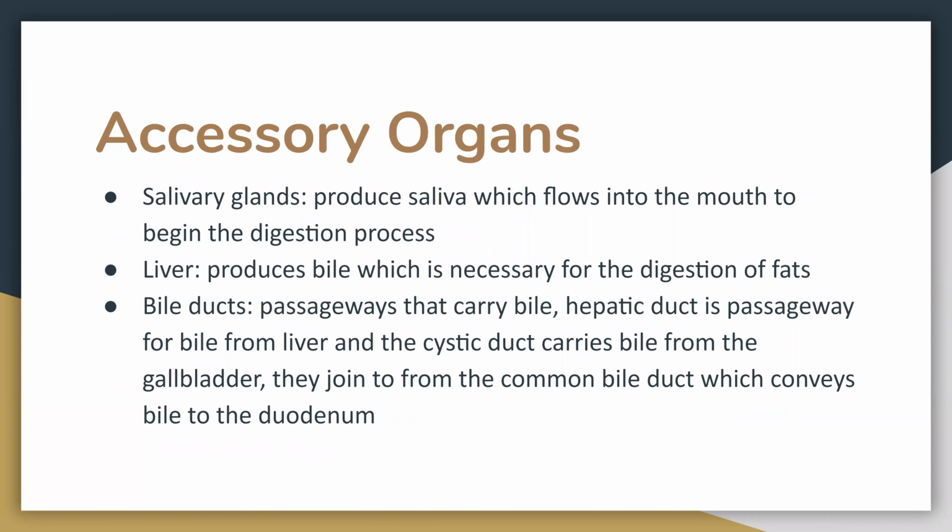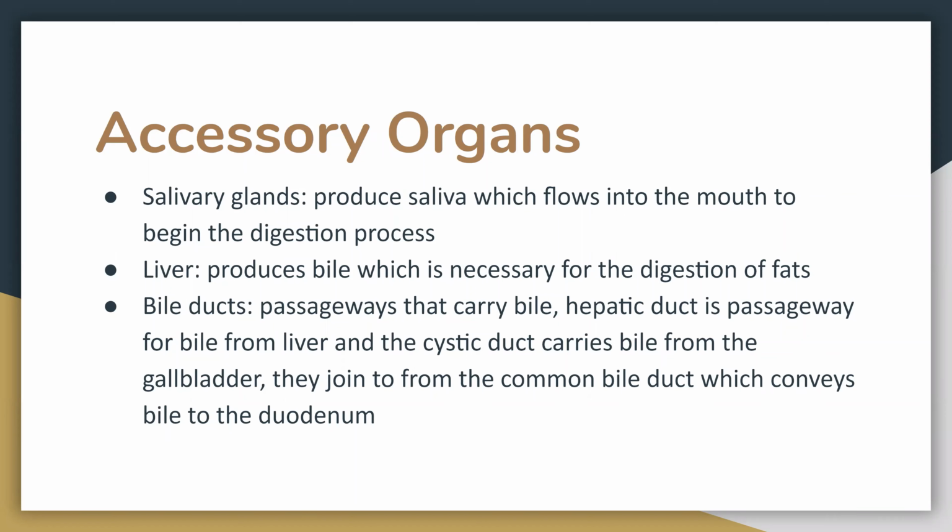So here are some accessory organs to the digestive system. You have the salivary glands. They produce saliva, which flows into the mouth to begin the digestive process. You have the liver that produces bile, which is necessary for the digestion of fats. Then you have the bile ducts, which are passageways that carry bile.